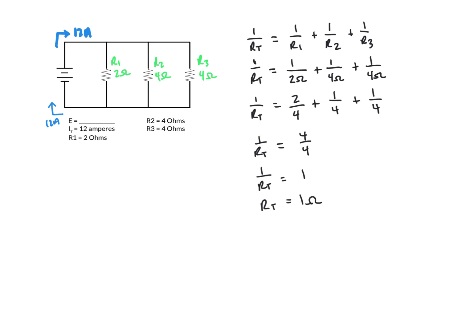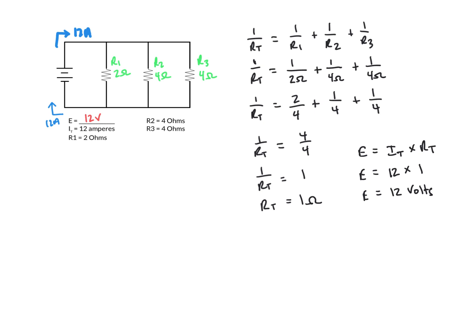So now to solve for the voltage, right? Voltage is equal to our total current times our total resistance. So here we have 12 amps, and we have a resistance of 1, which means that our voltage in this case is 12 volts. So here we got 12 volts.